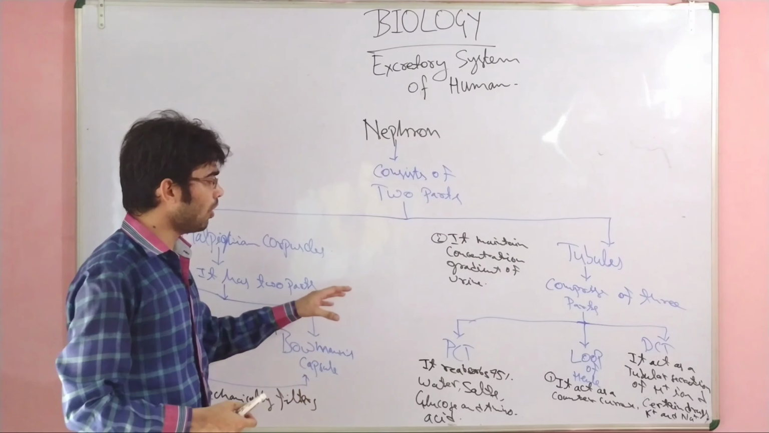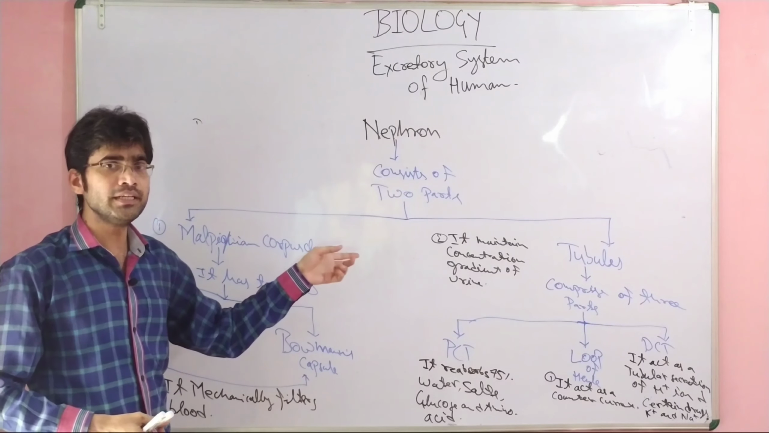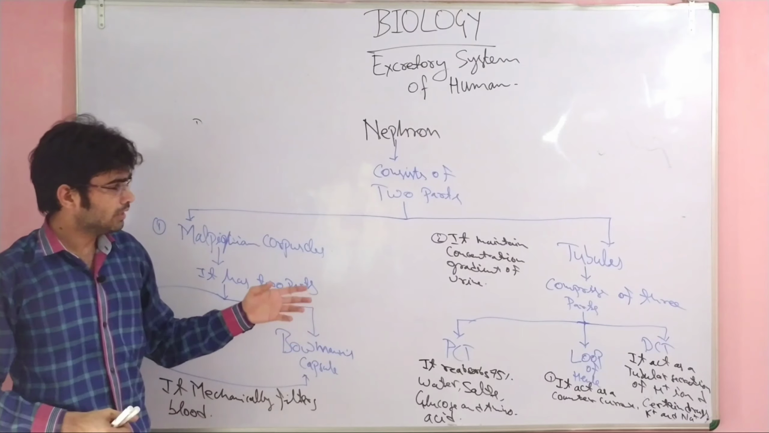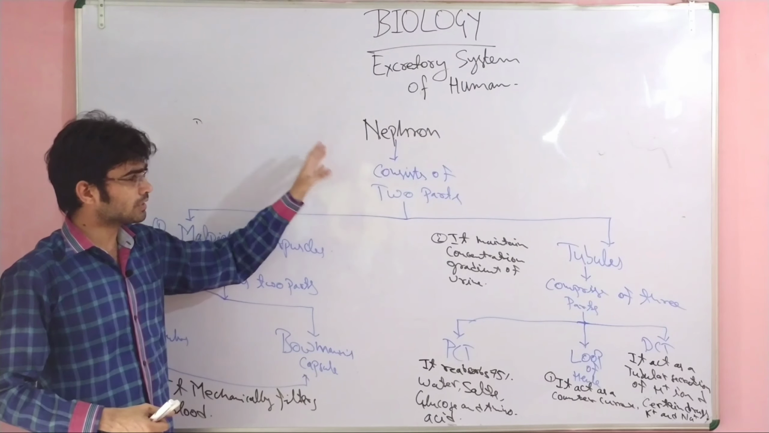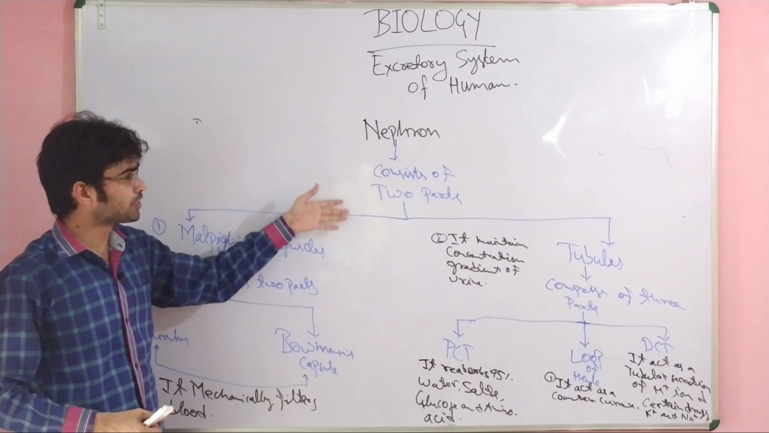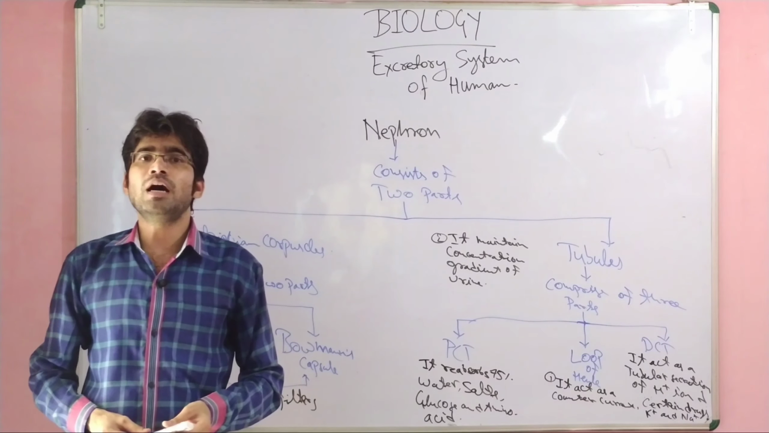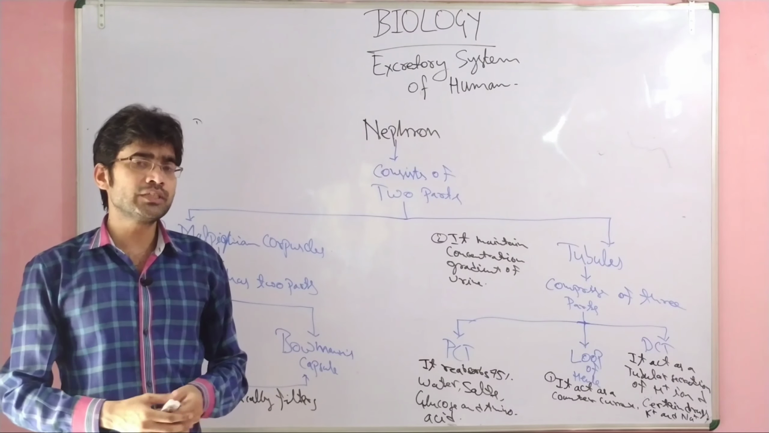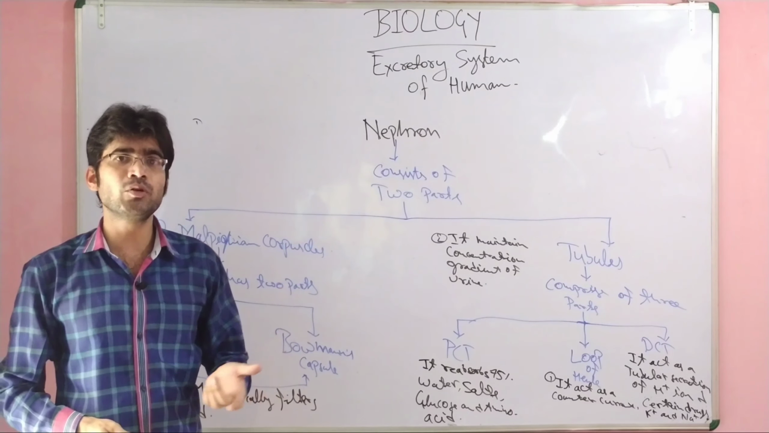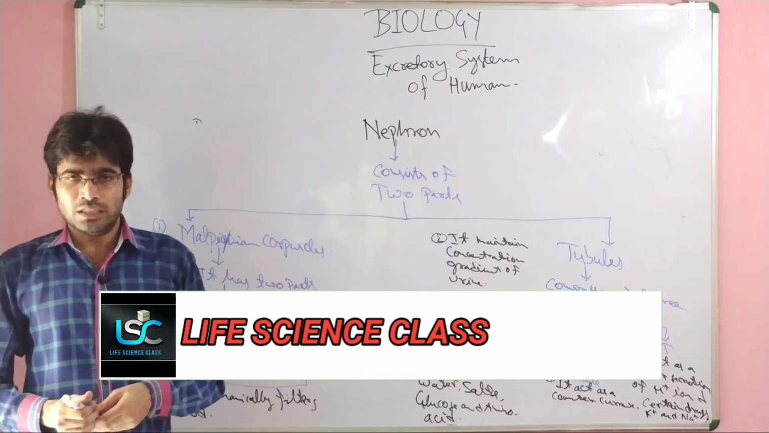So students, it's all about the human excretory system related to the kidney and the nephron. I hope you have understood these structures, the realistic diagram and this flow chart of the nephron. In the next video, I'm going to make a realistic diagram of the nephrons, cortical nephron and juxtamedullary nephron, and I will discuss its functions there.